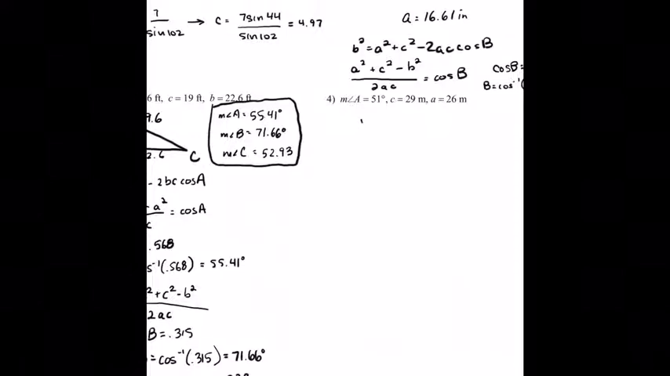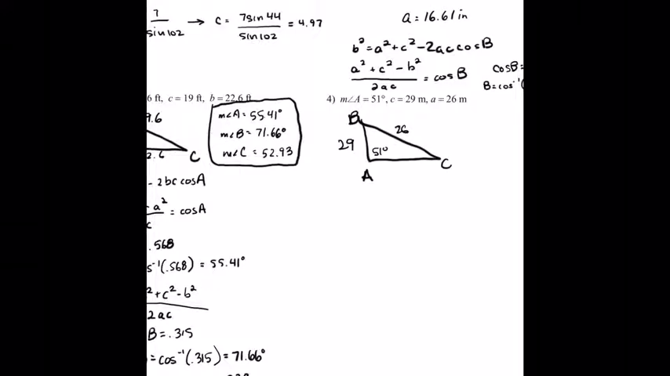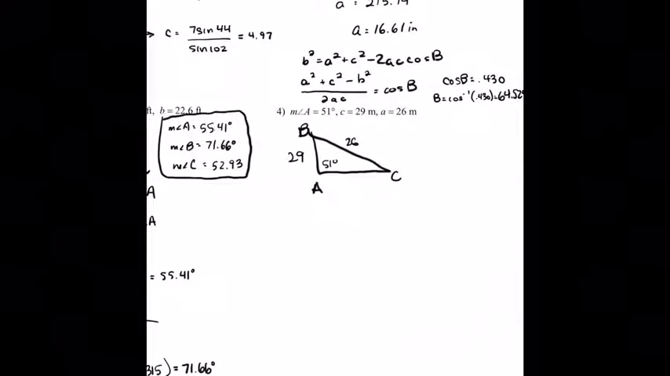And question 4. We have A is 51 degrees, side C is 29, and side A is 26. So this is an instance of side-side-angle.